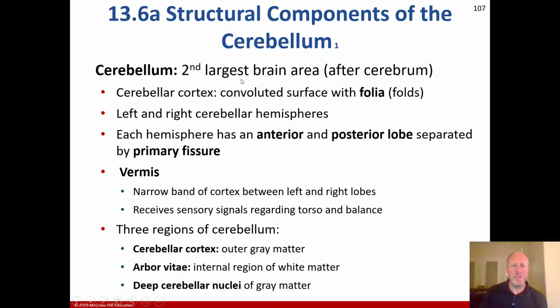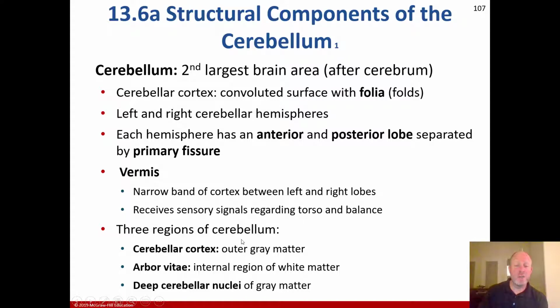The cerebellum is the second largest brain area after the cerebrum. The cerebellar cortex has a convoluted surface with folia, or folds, and contains the left and right cerebellar hemispheres. Each hemisphere has an anterior and a posterior lobe that's separated by a primary fissure. And there's the vermis, which is the narrow band of the cortex between the left and the right lobes. It receives sensory signals regarding the torso and balance.